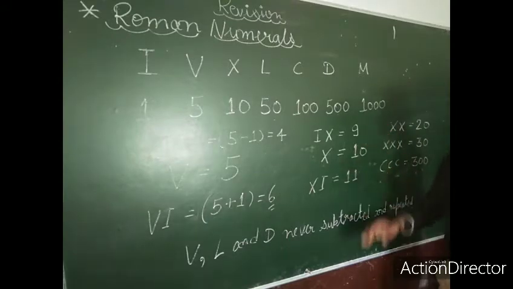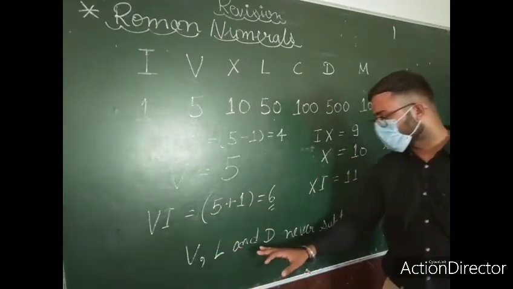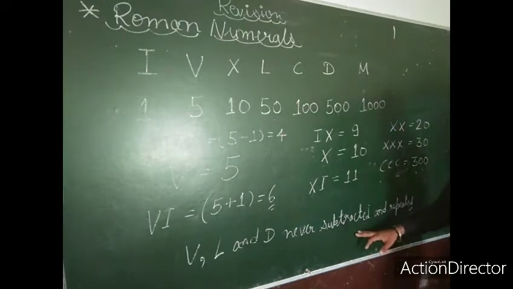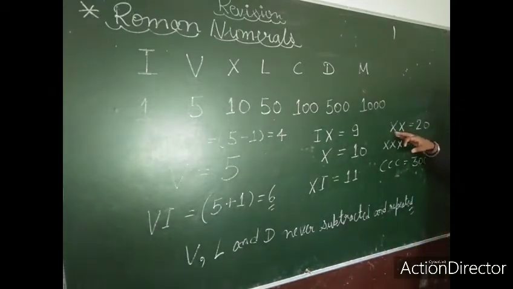Now students, remember one point here: V, L and D are never subtracted and never repeated, right? Now if we want to write 20, then we use two symbols of X, right? XX equal to 20, meaning 10 plus 10. Then if you want to write 30, we write 3 times X here, 10 plus 10 plus 10, 30. Now if you want to write 300, then we write 3 times C. C means 100 plus 100 plus 100 equal to 300.